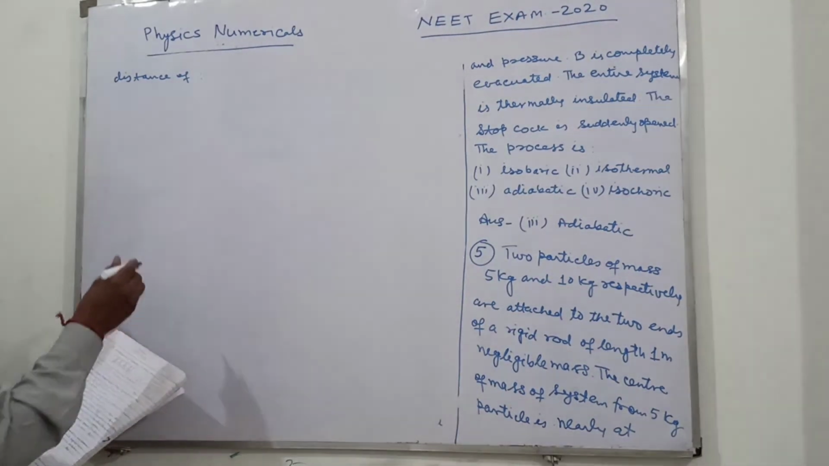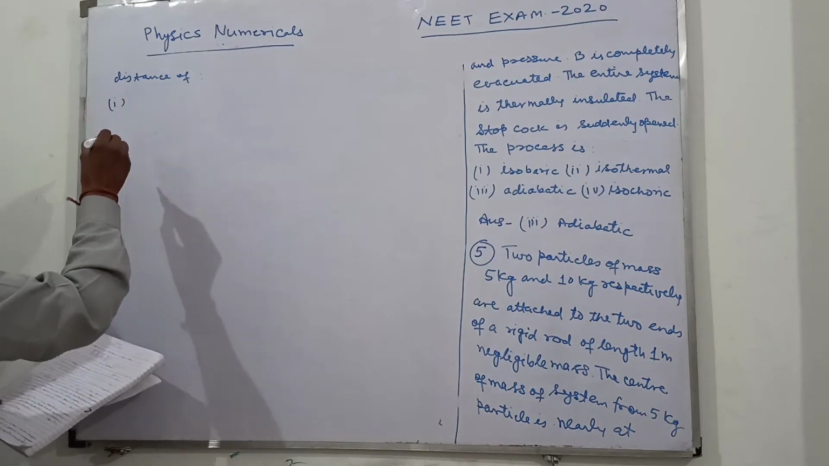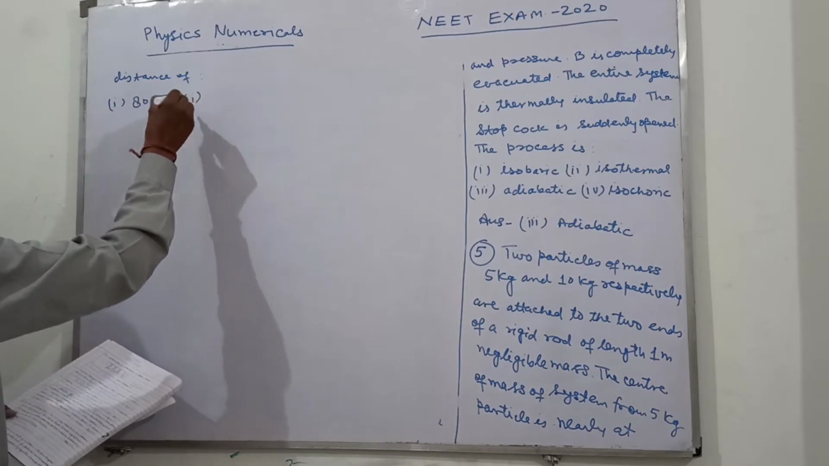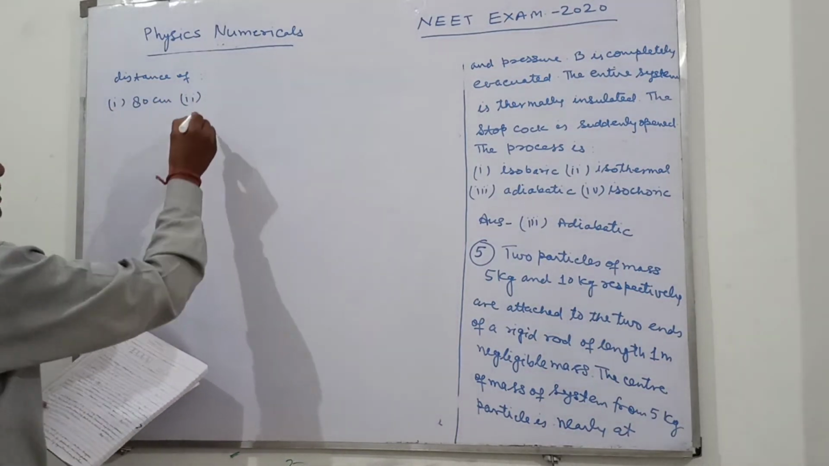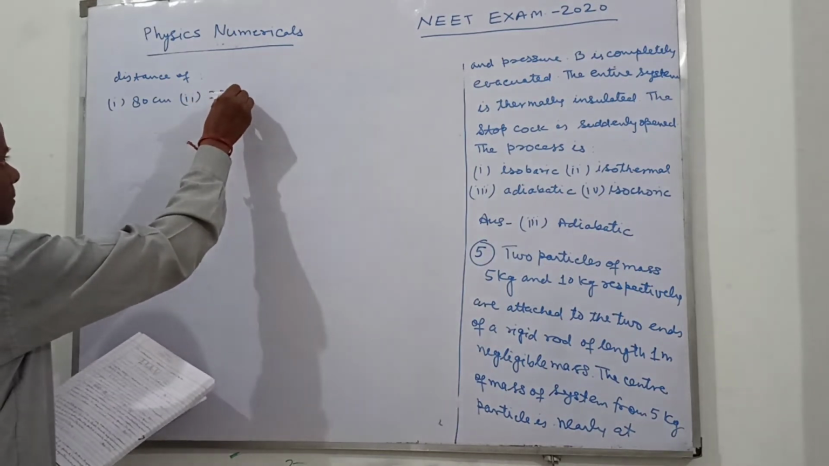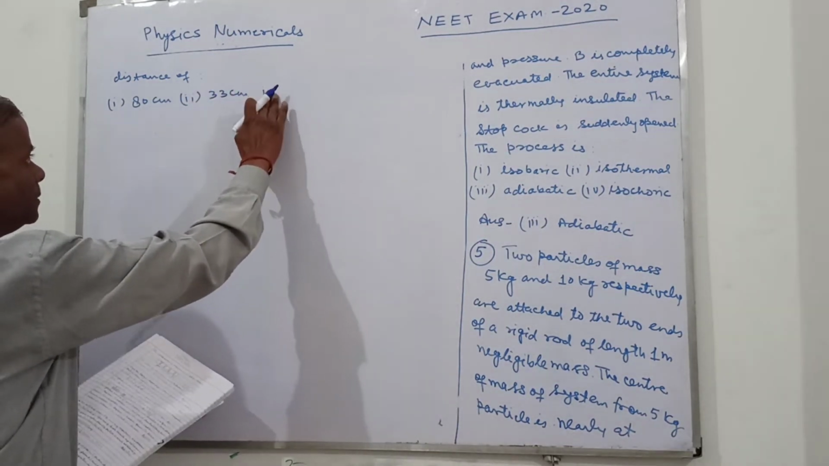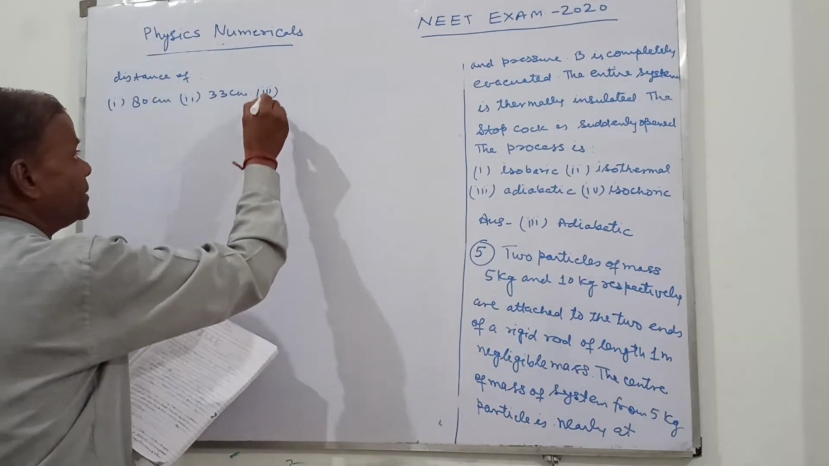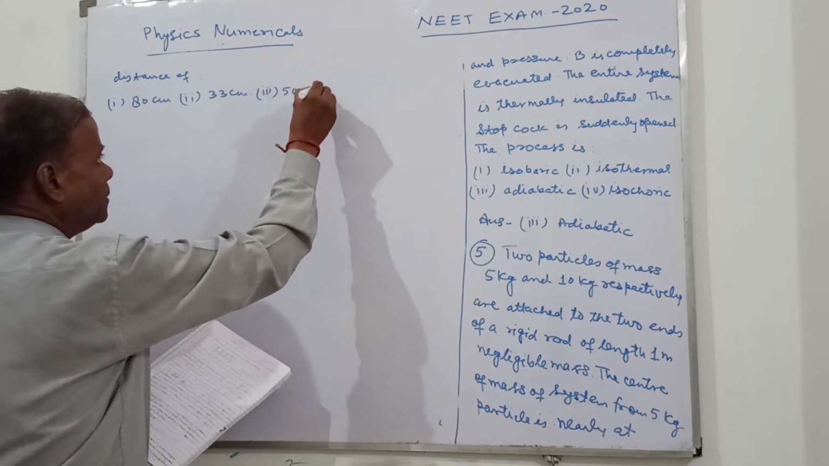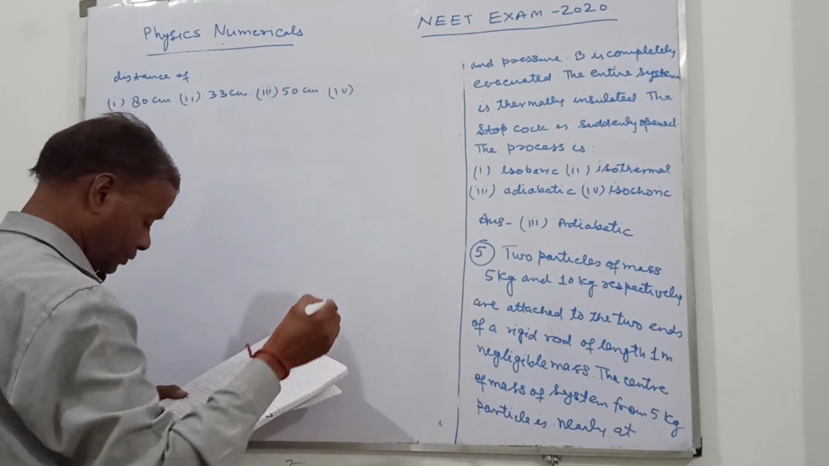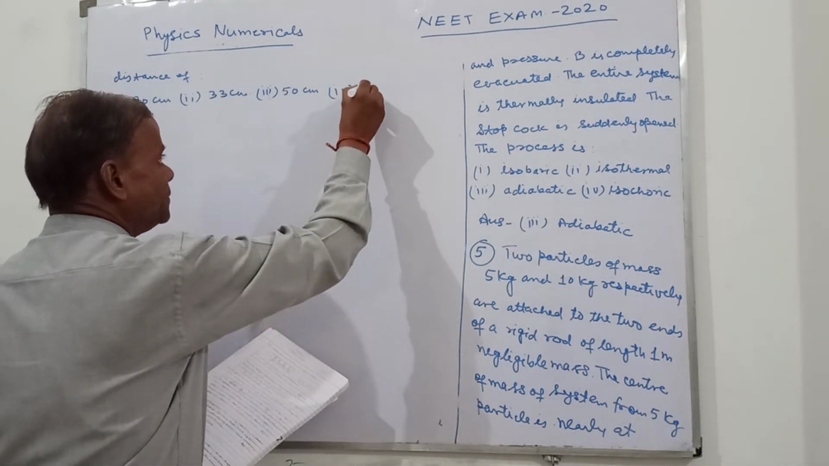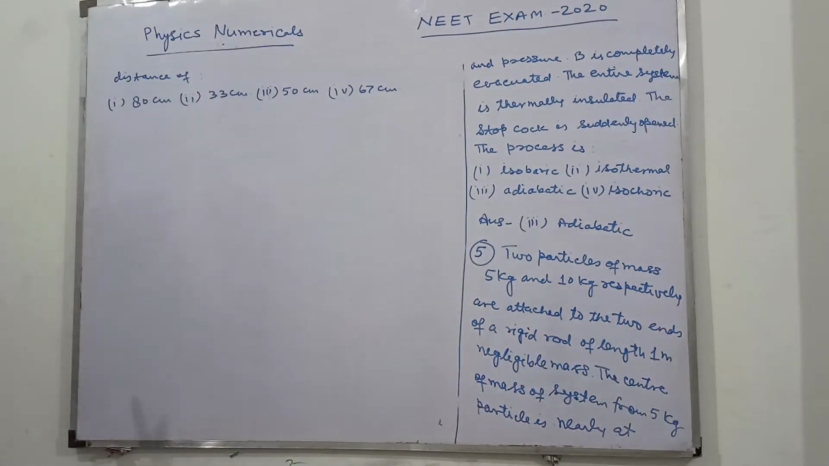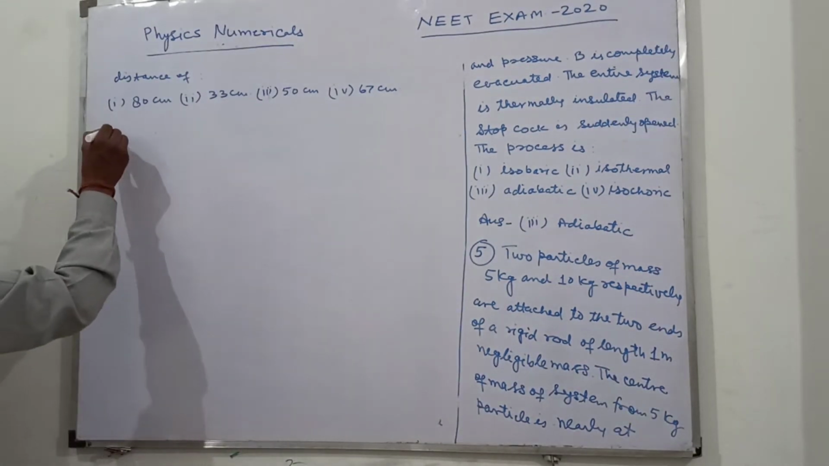Number 1, 80 centimeter, number 2, 33 centimeter, third, 50 centimeter, fourth, 67 centimeter. This is the question and you have to choose the right answer. So what must the solution be?